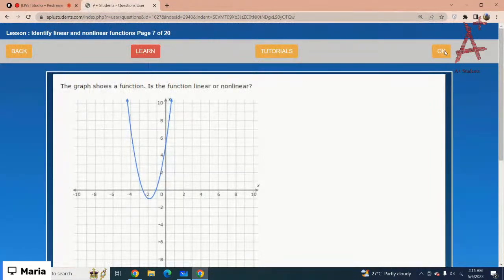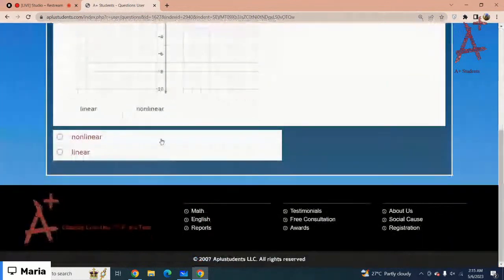The graph shows a function. Is the function linear or non-linear? It would be a non-linear function. If the graph is not a straight line, it would be non-linear.